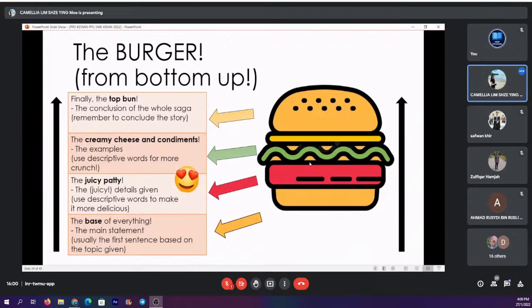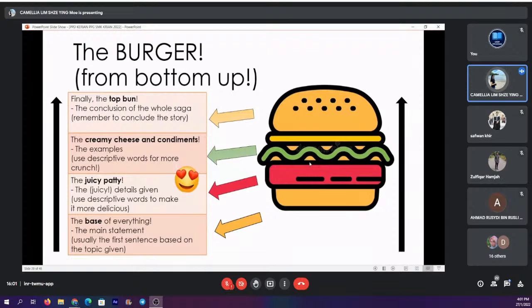The burger diagram here is to help make the responses longer. Teachers, you would have seen this diagram in writing, right? But I feel that for speaking, you can also use the same diagram, and it helps. So let's just go through this. The main statement will be the base of everything. Usually the statement will be from the first question itself. As I said, I will go through this later when I show you the sample question, so teachers, just bear with me.